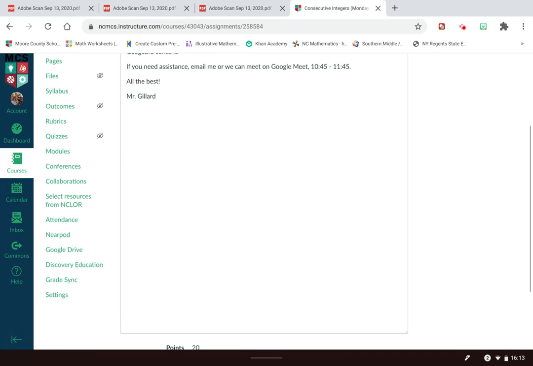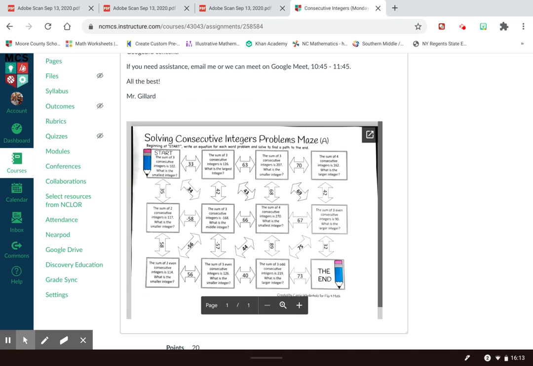All right, so if we go over, here's your Canvas assignment. It's the Solving Consecutive Integers Problems maze. Okay, you're going to find the path from start to the end. So as you find the correct answer, just look for where that correct answer is, and then that will lead you to the next box to solve the next problem. And you solve the problems all the way till you get to the end. So please include a copy of your calculations for me as you do this.